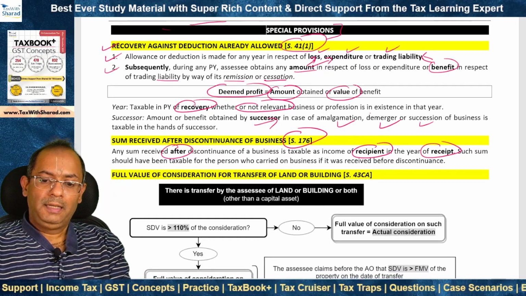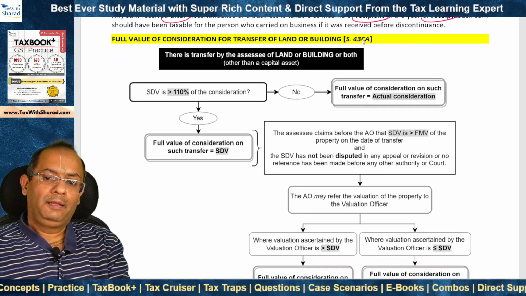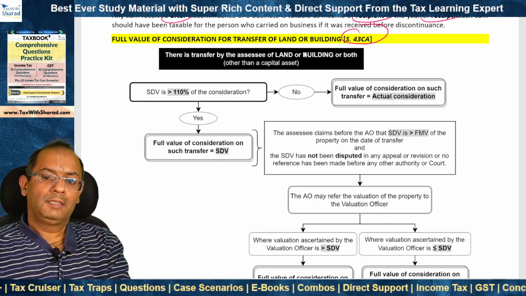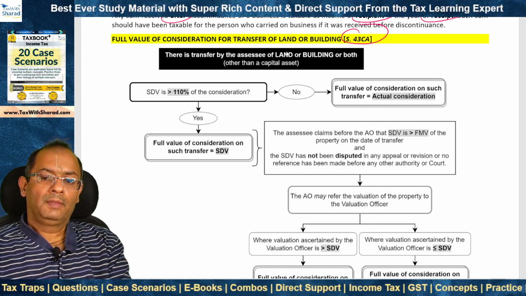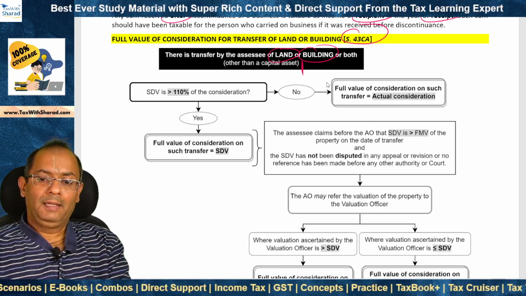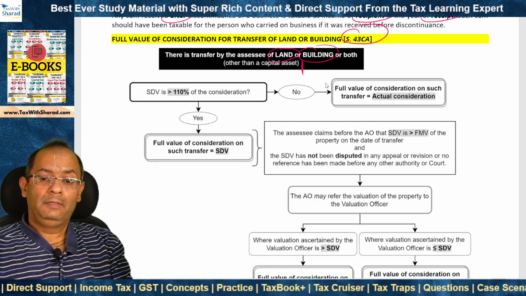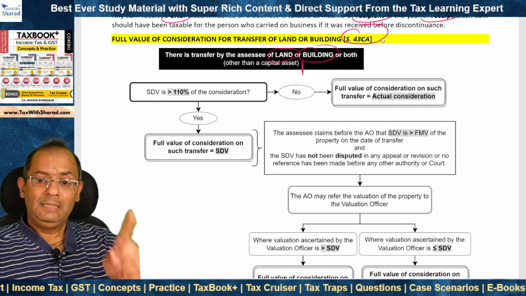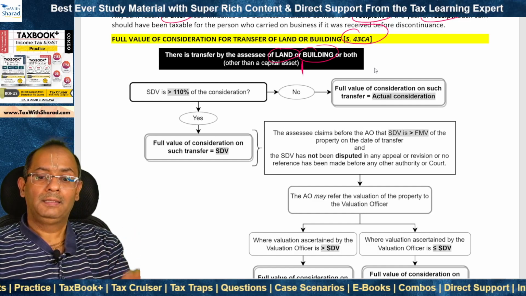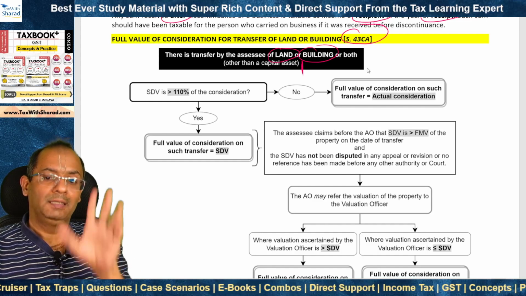Section 43CA makes a special provision for determining full value of consideration for transfer of land or building. So it covers a case where there is transfer of what? Of land or building which is not a capital asset. If it is a capital asset, capital gains will arise and the corresponding provision will be section 50C. This is PGBP, 43CA applies, and this will be a case where land or building is a stock in trade. That means this covers a case of a person engaged in real estate business.